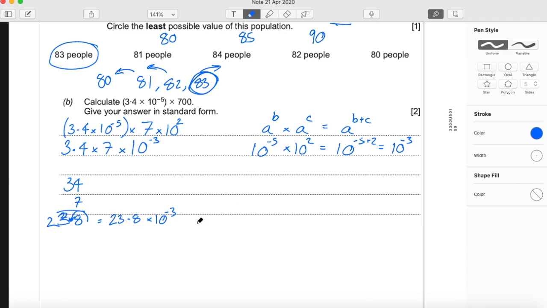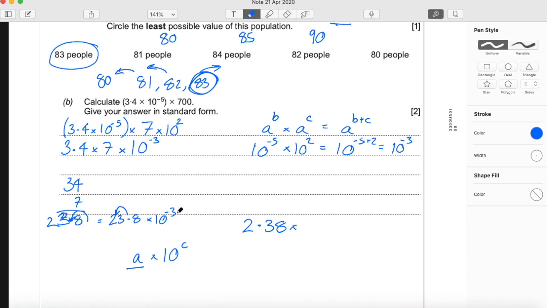We're not done yet though, because this answer isn't in standard form. Remember, in standard form we have a number a times 10 to some power, let's call it c, but a needs to be a number between 1 and 10. 23 is obviously not a number between 1 and 10, so we need to reshuffle this decimal point into a place where we have a number between 1 and 10. We can do that by shifting this decimal place to the left once to get 2.38.